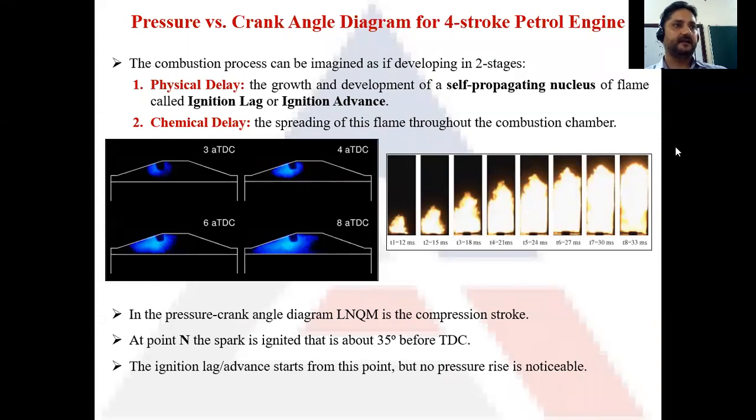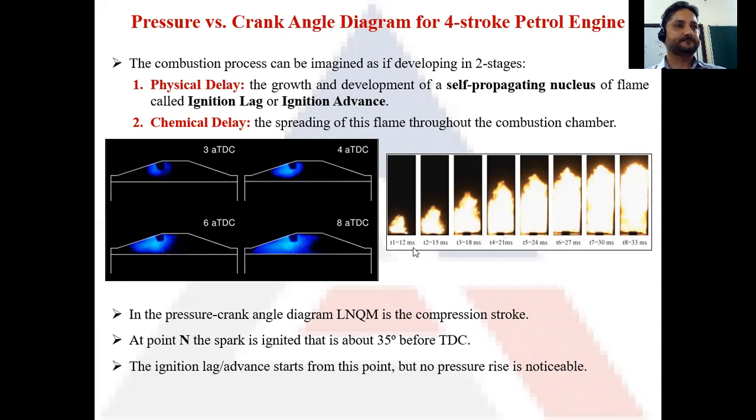In the second diagram, you can see here we have time T1 as 12 milliseconds. The spark has been ignited, and the first nucleus has been formed near the spark plug, and the flame is small in size. At 15 milliseconds, the flame area is more. Then 18 milliseconds, 21 milliseconds, and so on up to 33 milliseconds. Here this flame has propagated throughout the combustion chamber.